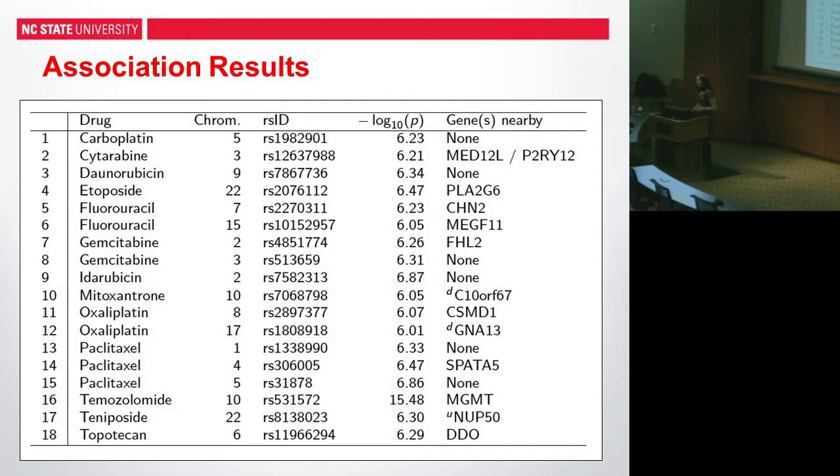So now I'm going to jump to the results from the first 29 cytotoxic drugs that we looked at. Here's a boring, dry list of all of the drugs that had at least suggestive associations. The drugs are listed here, then what chromosome, then the RSIDs, and the negative log 10 p-values.